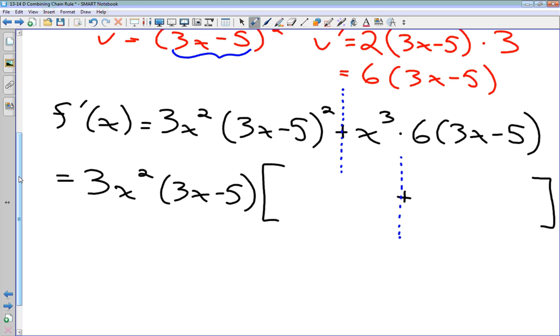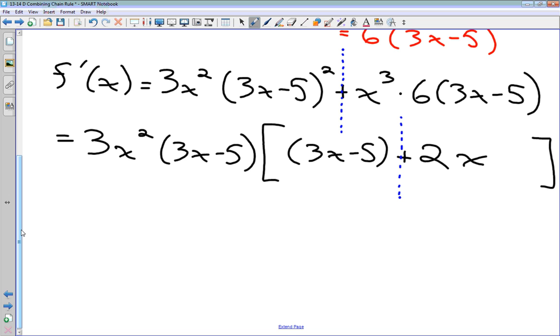So for the first term here, we have factored out the 3, the x squared, and one of our 3x minus 5s. So we're going to be left with a 3x minus 5. From our second term, from the 6, we have factored out a 3. So we're going to be left with a 2. Okay, 2 times 3 gives us 6. From the x cubed, we factored out x squared. So we're going to be left with an x. And the 3x minus 5, we factored out the entire 3x minus 5. So we're done with the factoring.